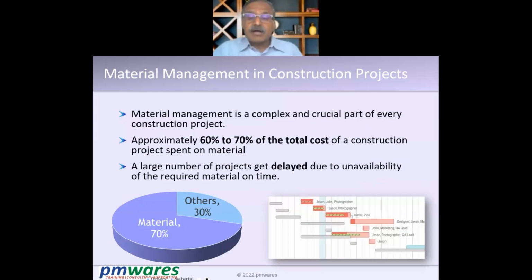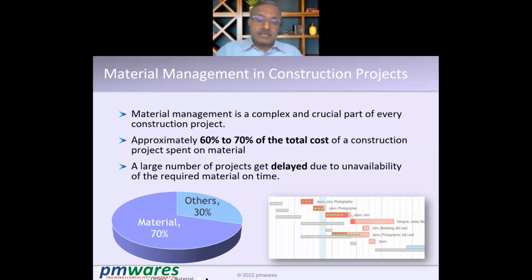Now, how complex can it become and what is its role in the overall project? You can say almost 60 to 70% of the cost of the total project goes into material. So if you are controlling material very well, you have control of 60 to 70% of the cost of the project. Everything else is just 30-40% at most.